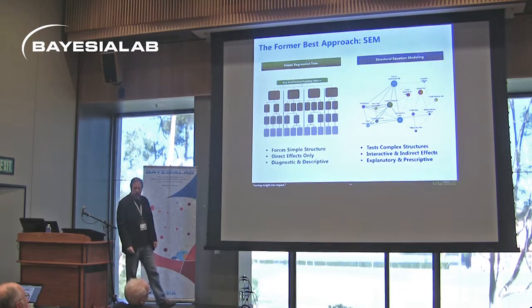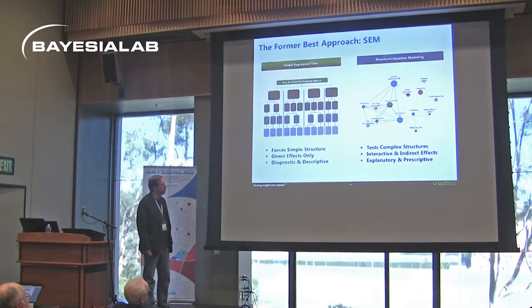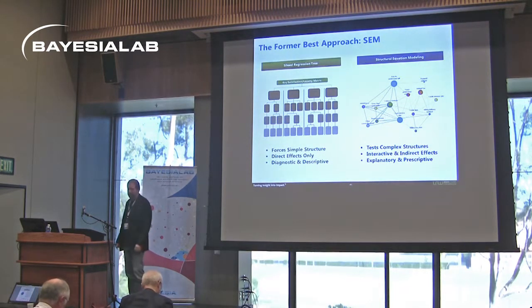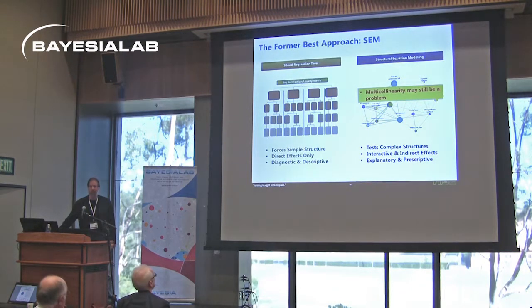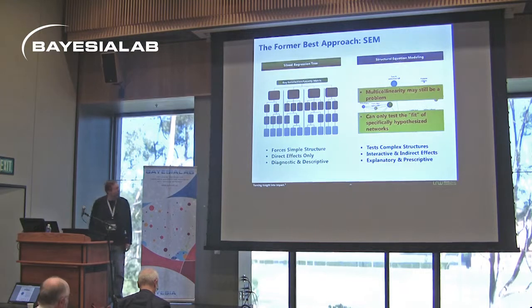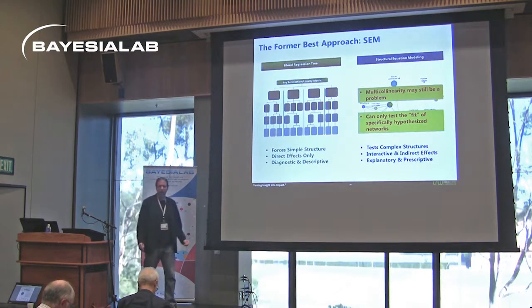Then came structural equation modeling, something that we thought might be somewhat better. We can test more complex structures. We can start trying to get at interactive and indirect effects, and it's more explanatory and prescriptive than the siloed regression approach. However, it is still subject to potential multicollinearity problems because most structural equation modeling is based on, again, analysis of covariance structures, and that's the source of multicollinearity. And it can only test the fit of specifically hypothesized networks.